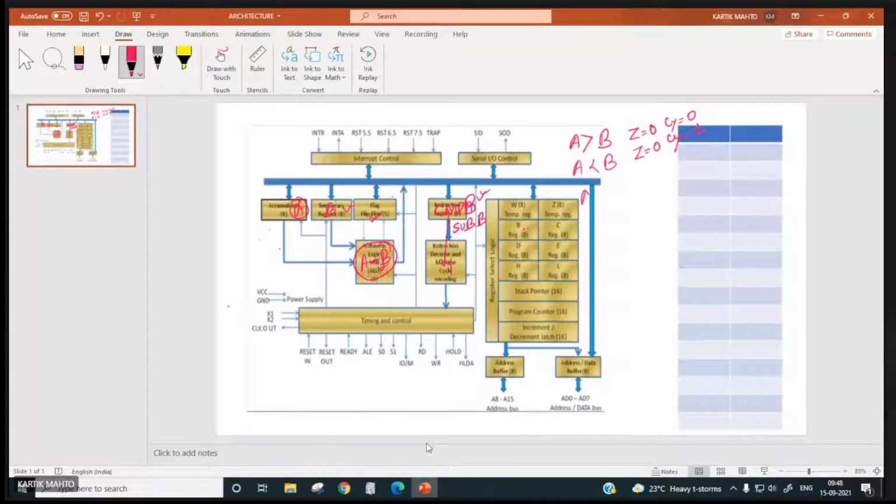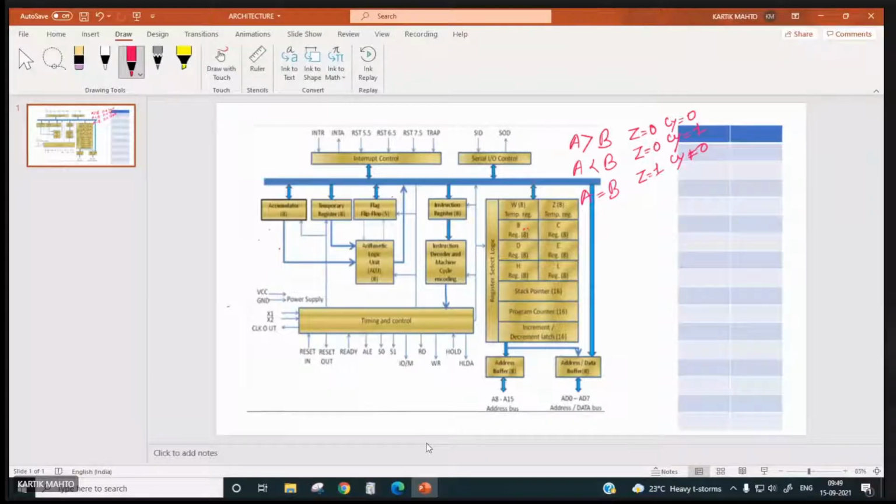Now if A equals B, what will happen? A minus B will be 0, 0. So the zero flag will be set to 1 while the carry flag is not going to be set, so it will be 0. So using the compare instruction, you can compare two bytes and find which one is greater. Of course, this comparison is done between the accumulator and the register.